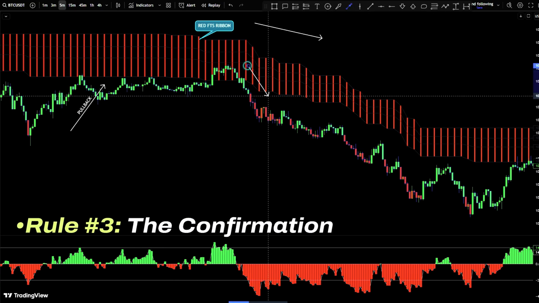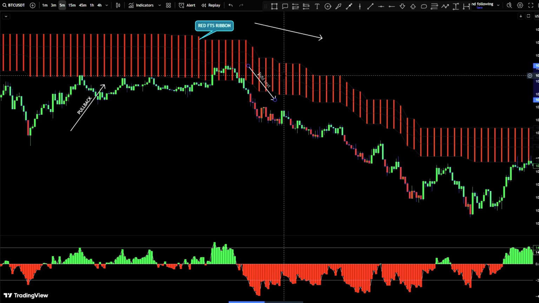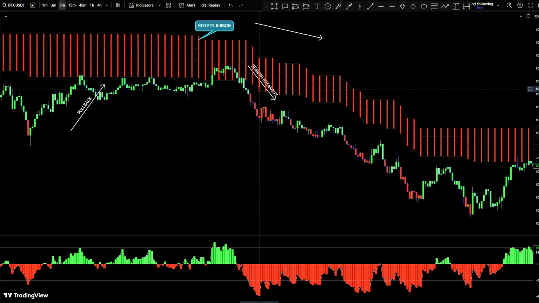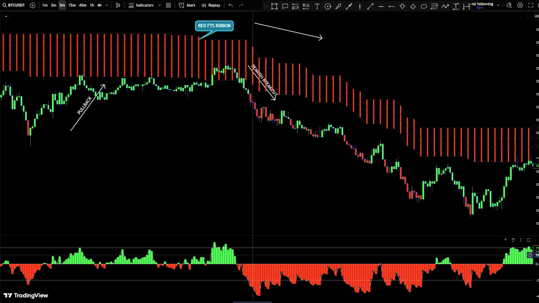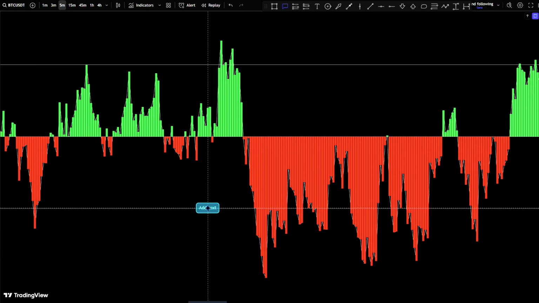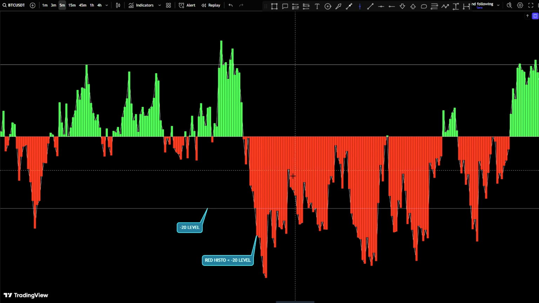Rule number 3, the confirmation. As price touches the ribbon and is rejected, we immediately look down at our RSI histo. We wait. We see a red bar, another, and there. This red histogram bar has closed below our minus 20 level. That is the precise confirmation we were waiting for. It signals that bearish momentum is reigniting.